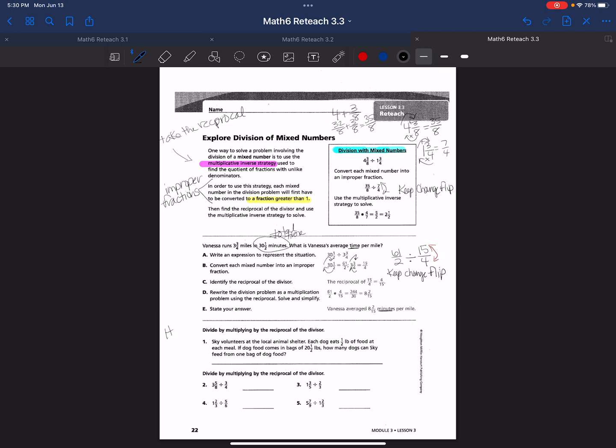These are examples that you will find on your homework, page 83 in your book. Let's try the next one.